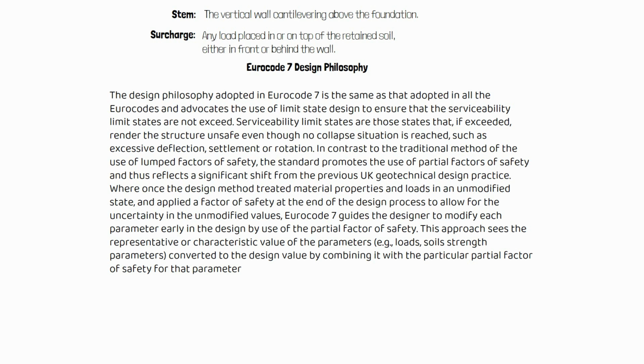Eurocode 7 guides the designer, or the structural engineer, to modify each parameter early in the design by use of partial factors of safety. This approach sees the representative or characteristic value of the parameter, for example, load or soil strength parameter, converted to a design value by combining it with a particular partial factor of safety for that parameter.